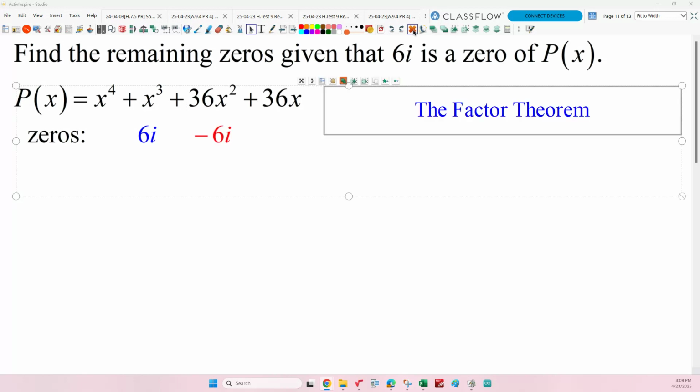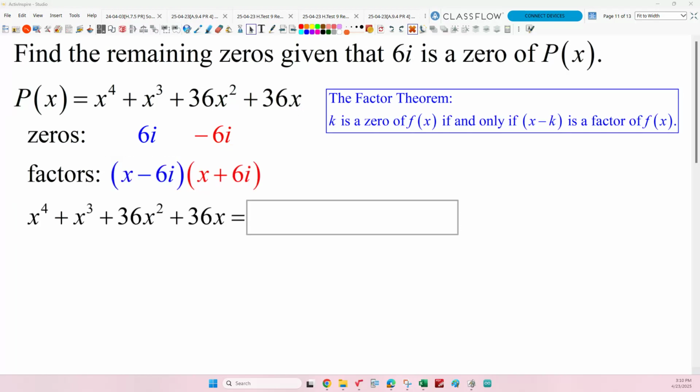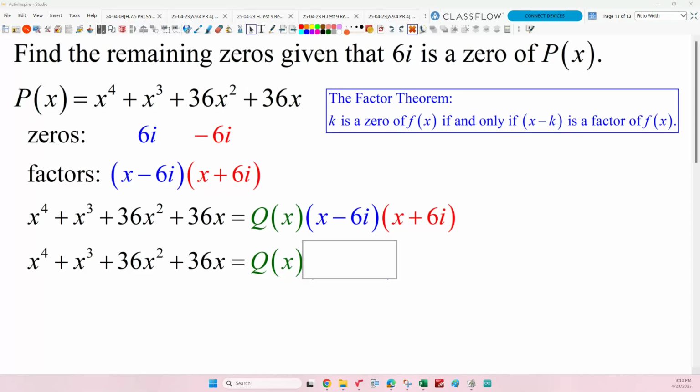And the factor theorem is just given. Okay, how can I write those 6i and negative 6i as factors? Yep, x minus 6i, x plus 6i. If I distributed those out, what degree would I have? x squared. So what type of polynomial will I need to multiply to those to get this? x squared, which is a quadratic. So that's q of x, and that's what we're trying to find.